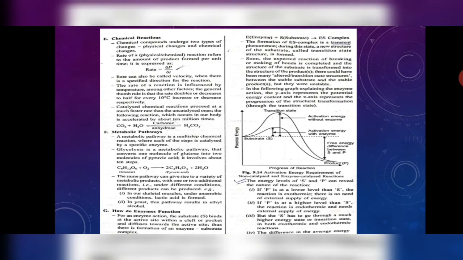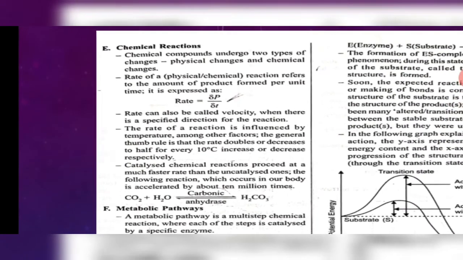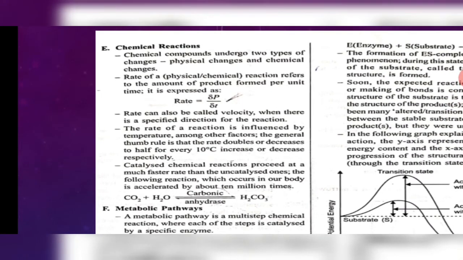Let us now discuss how they work on chemical reactions. Chemical compounds undergo two types of changes whenever there is a chemical reaction. Either it is a physical change or a chemical change. And always the rate of change, whether it is a physical or chemical change, refers to the amount of product formed. And this rate of reaction is equal to delta P by delta T.